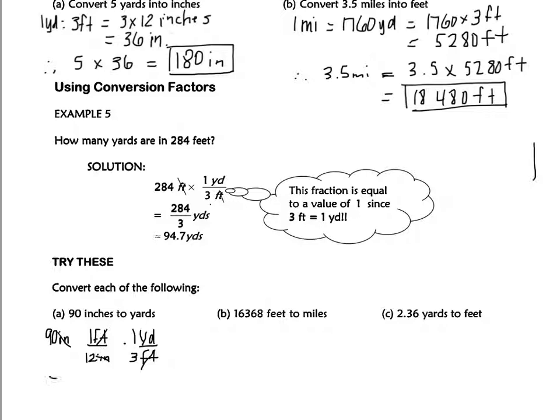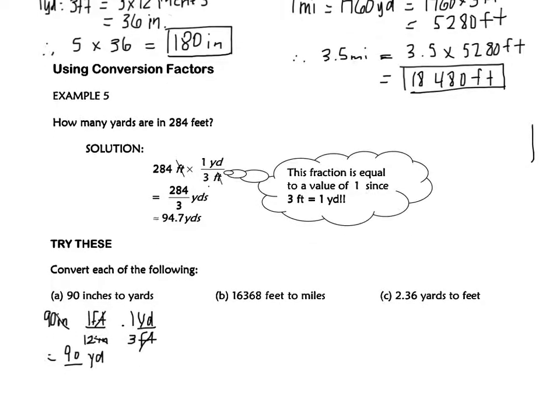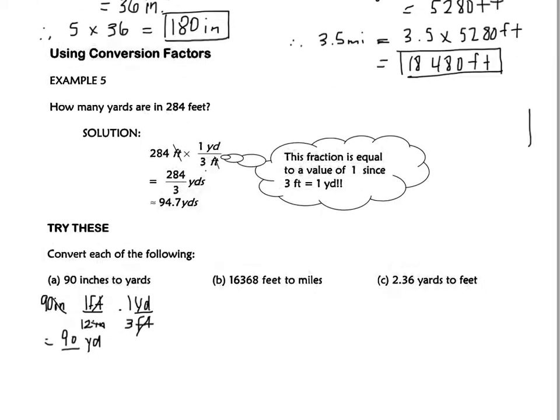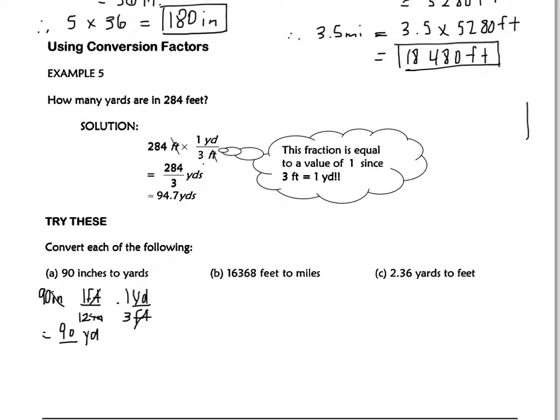So therefore the feet would cancel out, and I'd be left with in the top 90 times 1 yard, over 12 times 3 in the bottom. So that would be 90 over 36 yards, which is equal to 2.5 yards.